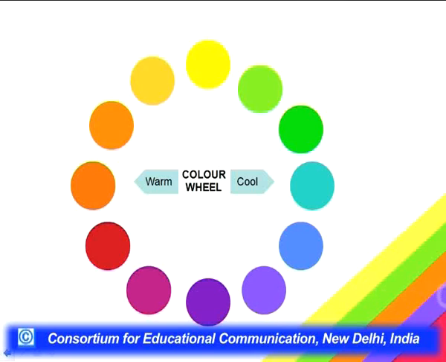The top yellow color and the bottom violet color are intermediate colors. They can go either this side or that side. So when we are making a design, we pick some colors from one side of the wheel or the other side of the wheel and we combine them, and that makes a design.